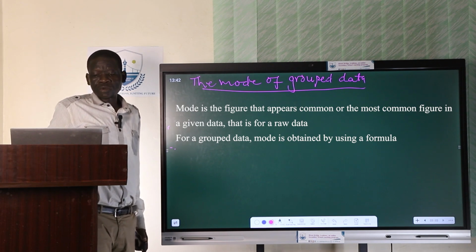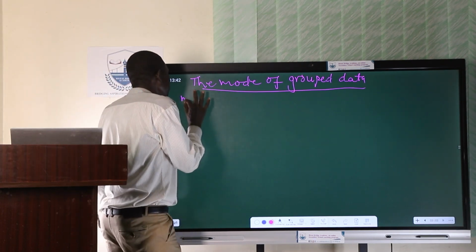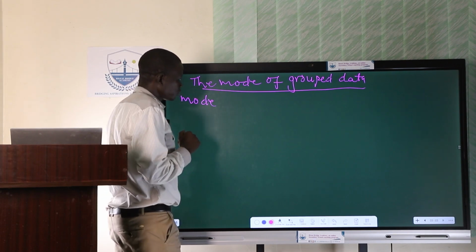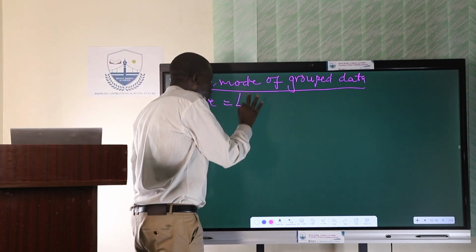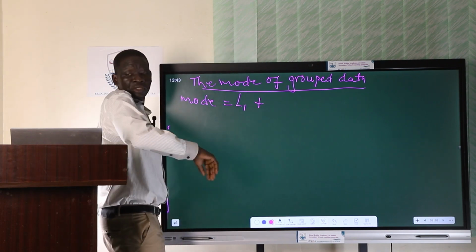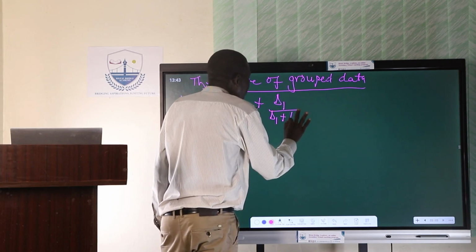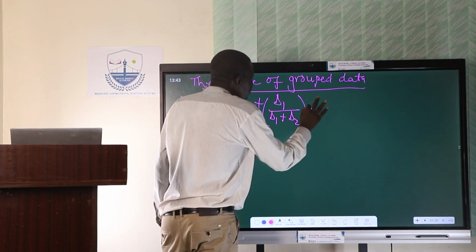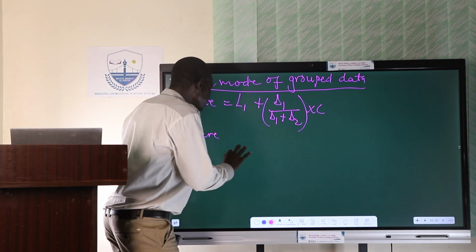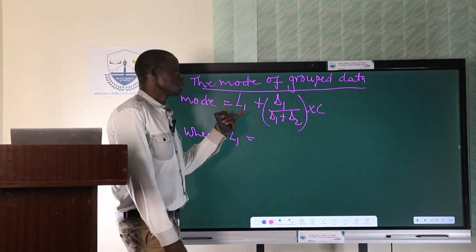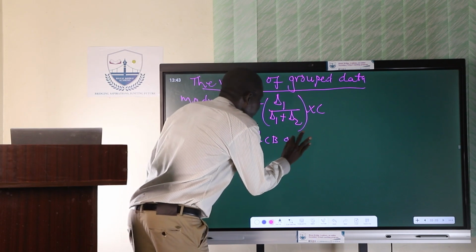The formula for finding the mode of group data is: mode is obtained by the formula L1 plus D1 all over D1 plus D2, then times C, whereby this L1 is equal to the lower class boundary of the modal class.